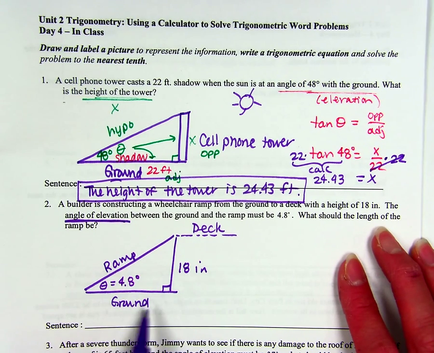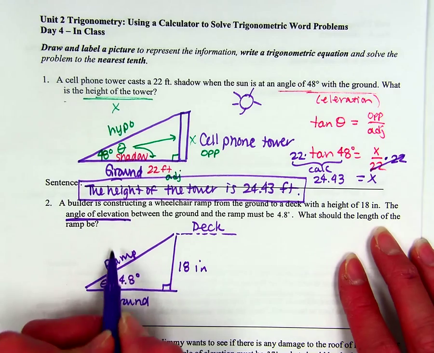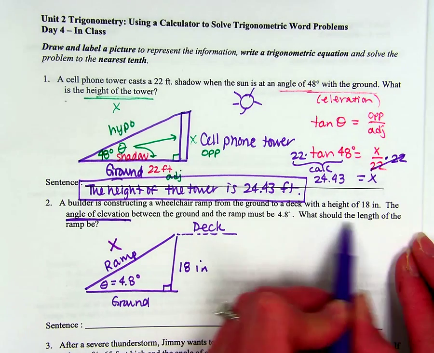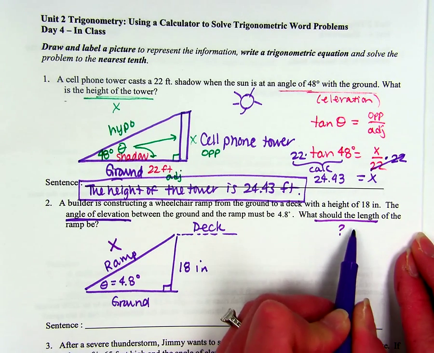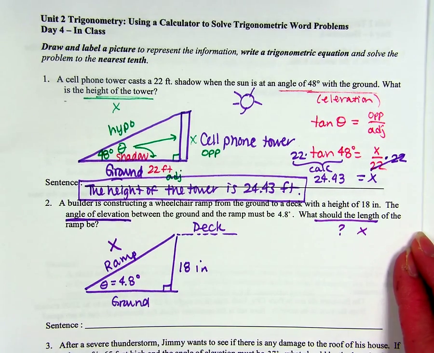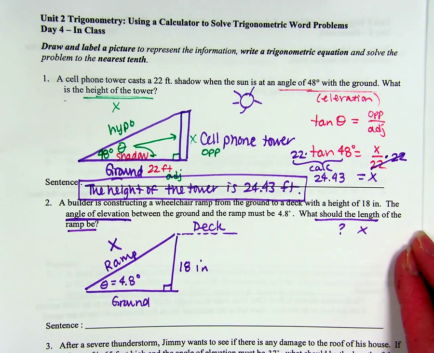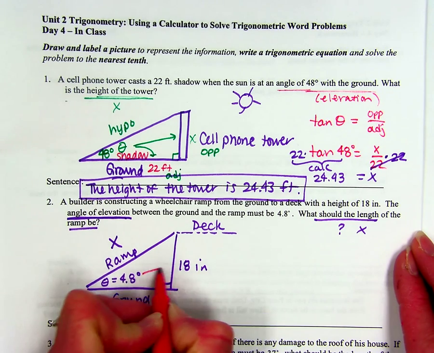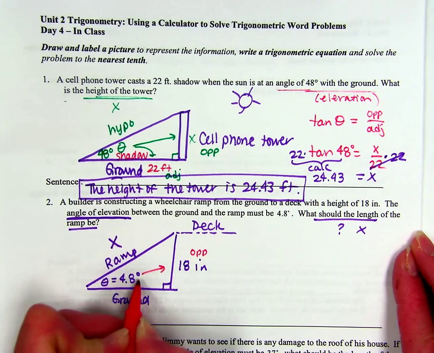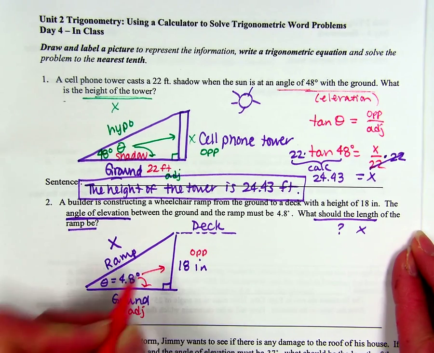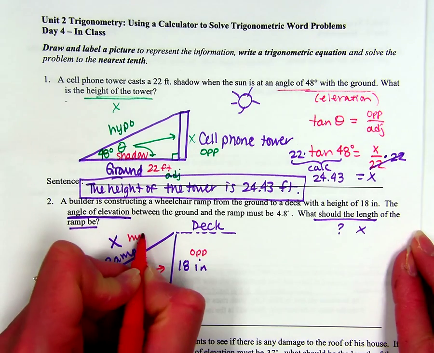So which one was our ramp? It's not the part on the ground. Here's our ramp. So that's what we're looking for. That's the part we're trying to find, so that's what we're going to call our x. What's the length of the ramp? All right, so step 2 is label opposite, adjacent, and hypotenuse. So here's my angle. This is opposite. Ground is adjacent, and hypotenuse is over here.